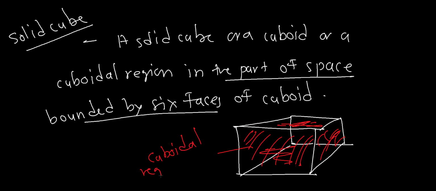So why specify such things? Because when the problem statements come, they ask for a given cuboidal region. So what do you mean by cuboidal region? You should understand it is the space bounded by that cuboid. So the space is represented by the cuboidal region. When we represent something, we can act on it and we can process it.